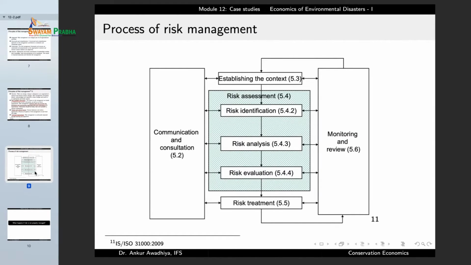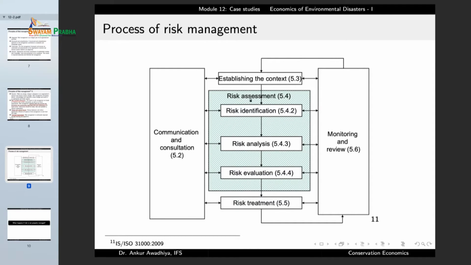So the process of risk management comprises communication and consultation, monitoring and review, establishing the context, risk assessment, and risk treatment. What happens in the case of a good risk management strategy is that we begin with things such as communication with the stakeholders, consultation with the stakeholders, and getting to know everything that can be known about this particular risk.